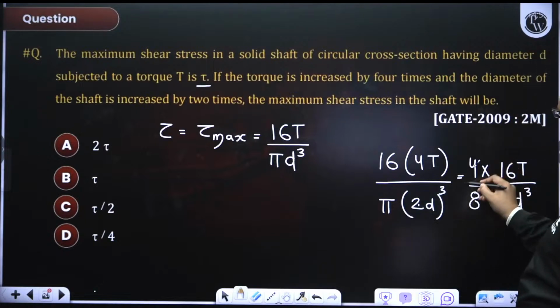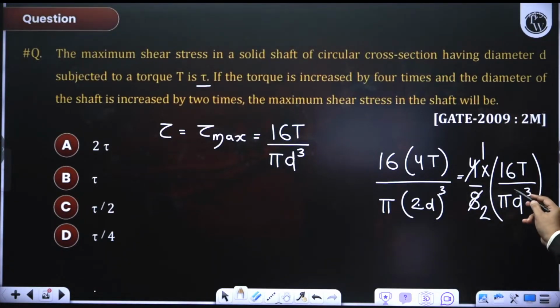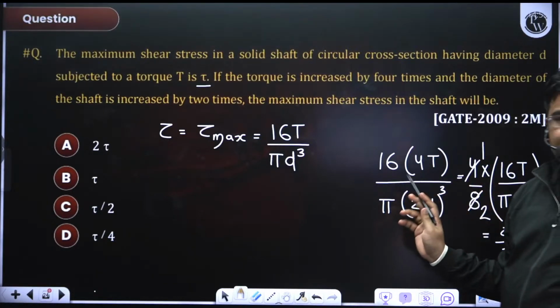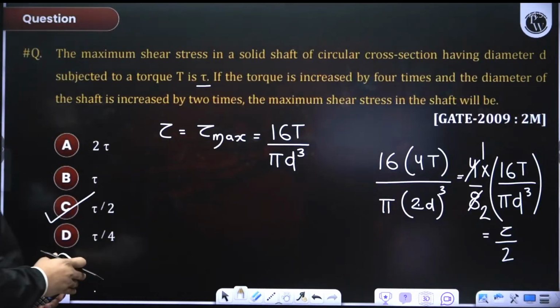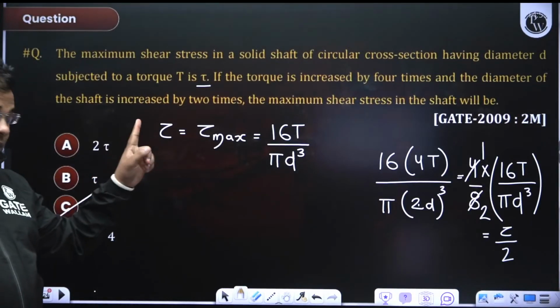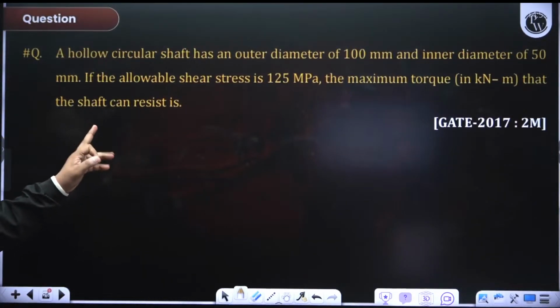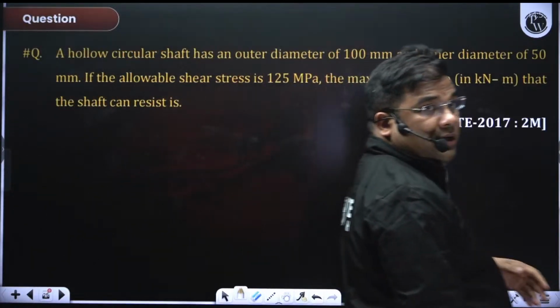So you see this will be 1 by 2 of 16T by pi d cube. Now 16T by pi d cube is what? Tau. So this becomes Tau by 2. So they ask you questions from this maximum shear stress for torsion, so this formula is a must. Now they also ask hollow cylinder also.